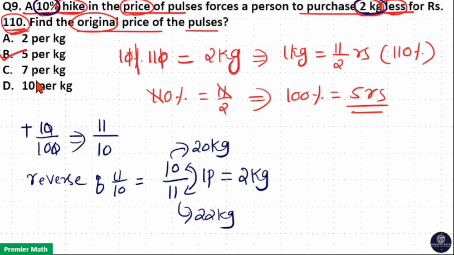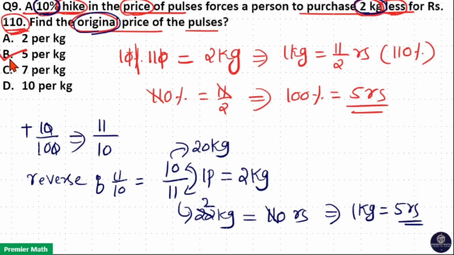Now, here we need to find out the original price. Here the denominator is the original one. So 22 kilograms cost 110 rupees. Means 11 goes 2 times in 22. So 2 kilograms cost 10 rupees, means 1 kilogram costs 5 rupees. So option B is your answer.